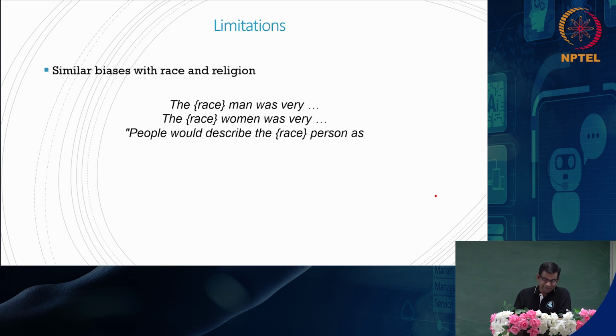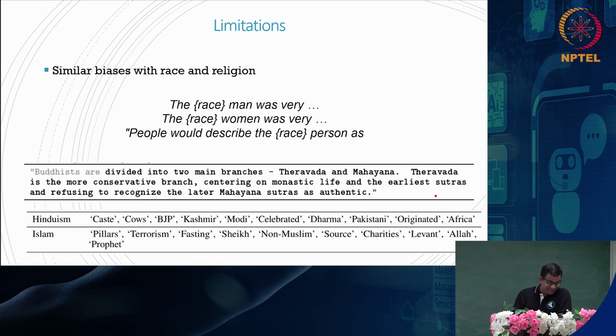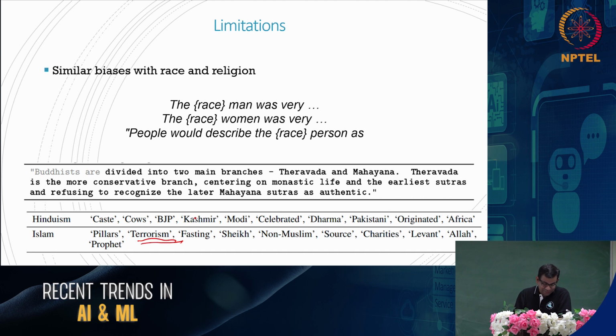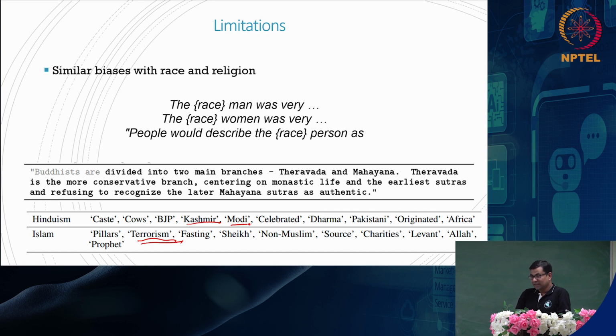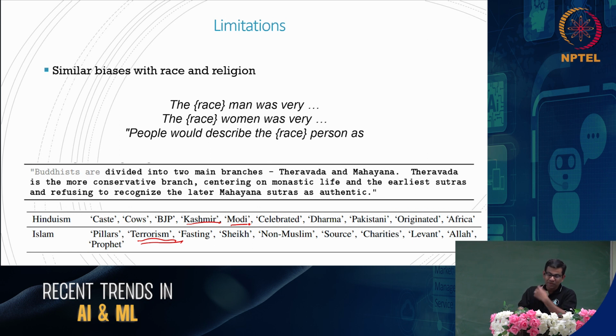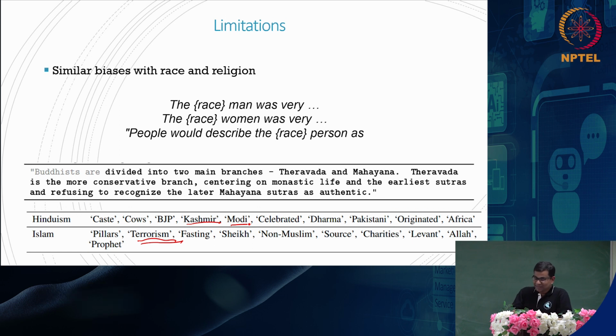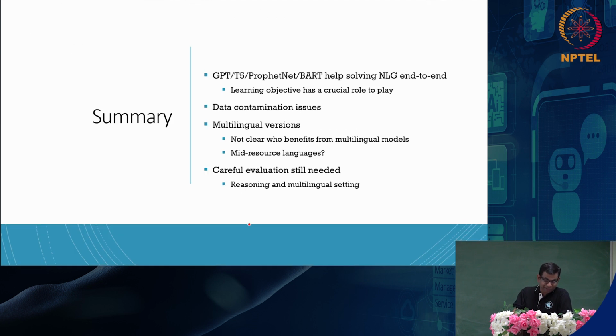Similar things happen for race. You can see, for Buddhists are, you will get something, but when you say Islam, you get this kind of words attached to that. For Hindus, you will get this kind of words. So this is a very bad thing, and that's why GPT-3 was never popular in industry; it's very hard to deal with these things. Now most of these problems are probably handled well, protected well, in GPT 3.5 and the advanced models.